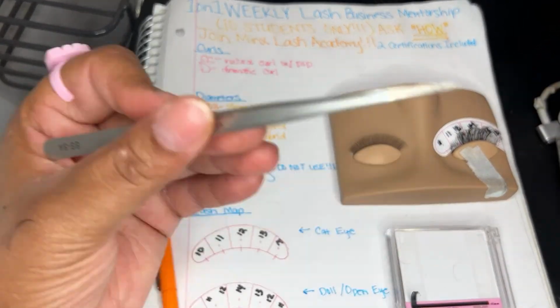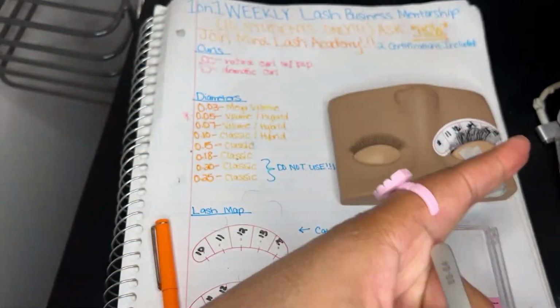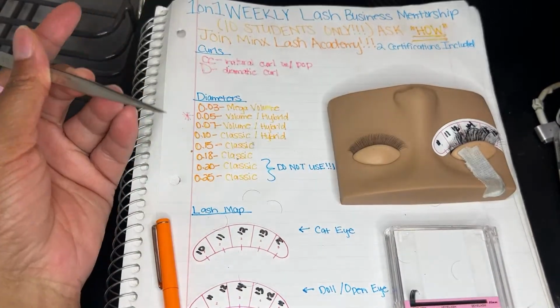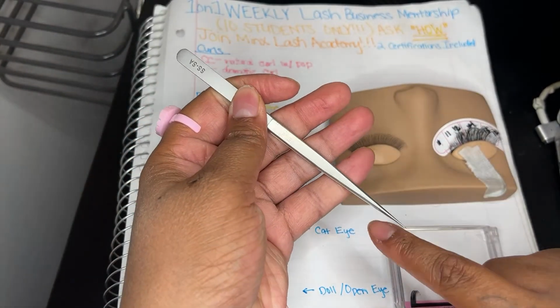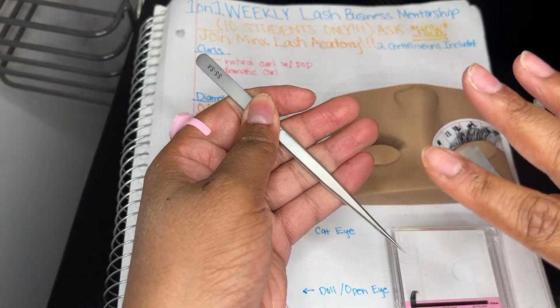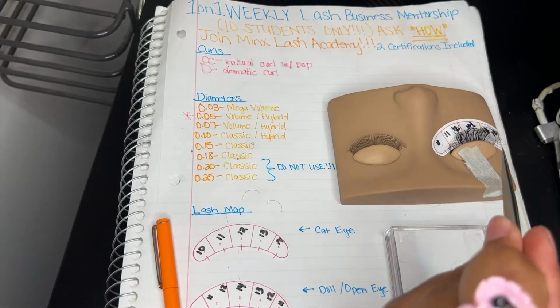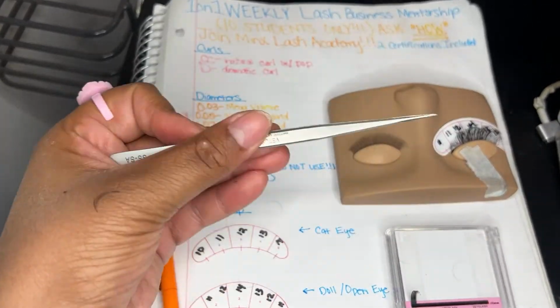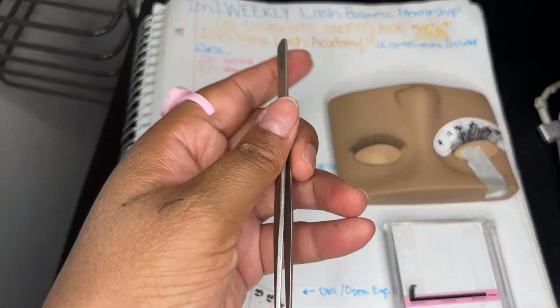Okay, so I want y'all to understand too, if you're currently using a curved tweezer but you're struggling with isolation, then I want y'all to switch to a straight one. A straight tweezer is going to get straight to the lashes that you're looking to lash, and it's going to be a lot easier for y'all to isolate those lashes, if y'all don't know that.